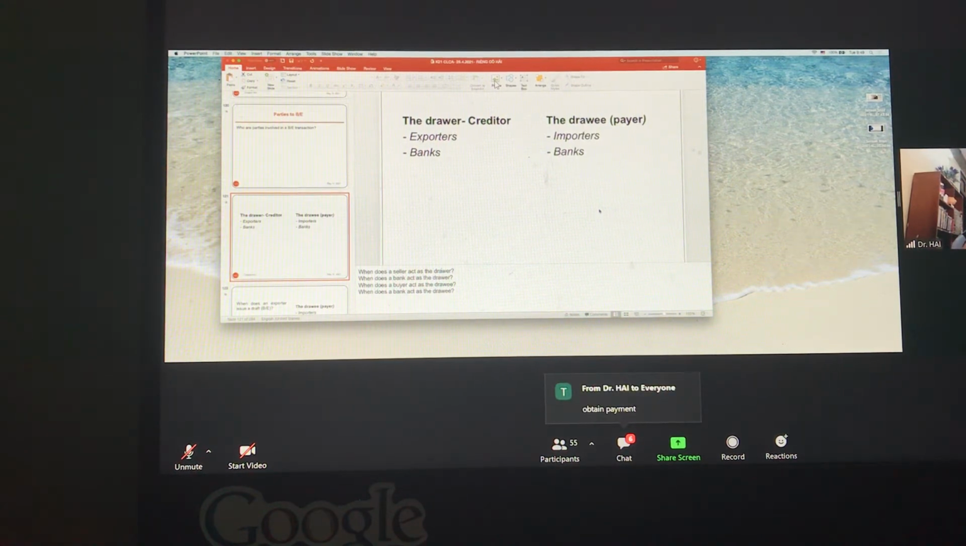Obtain payment means collect money. Nhận tiền, thanh toán, được thanh toán. I mean that được thanh toán. What about number 49?